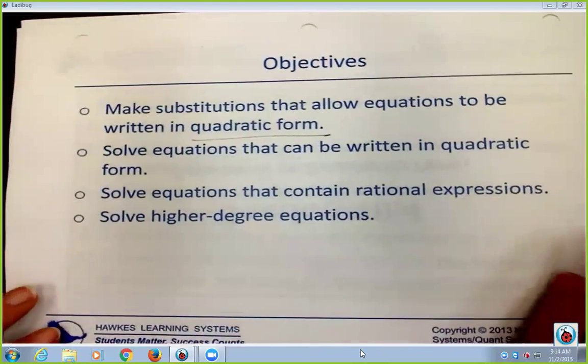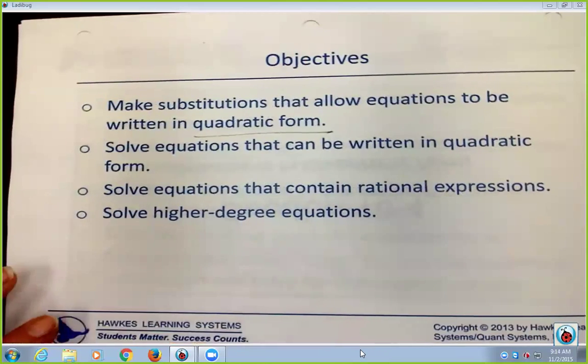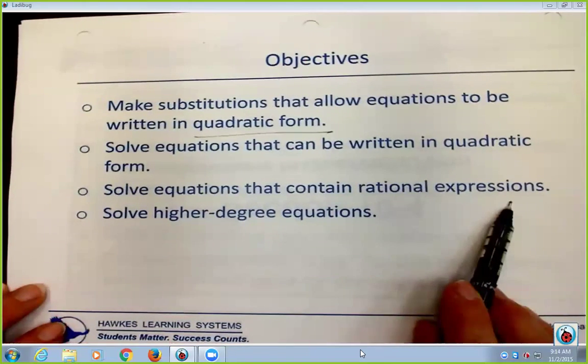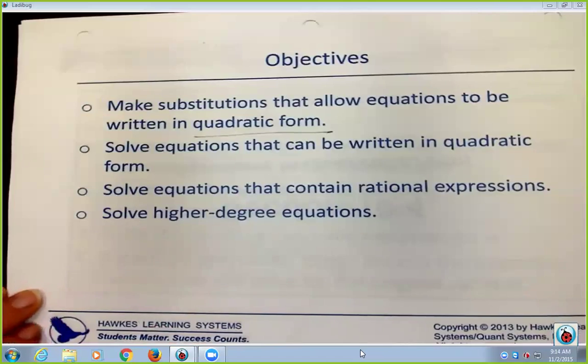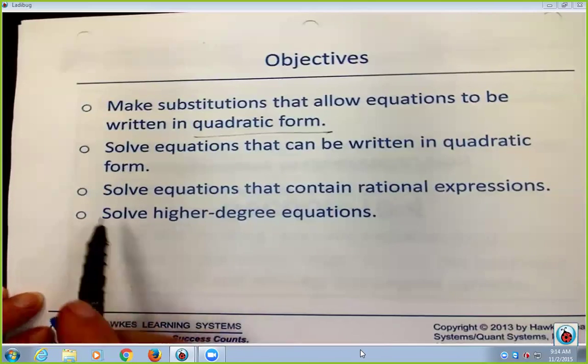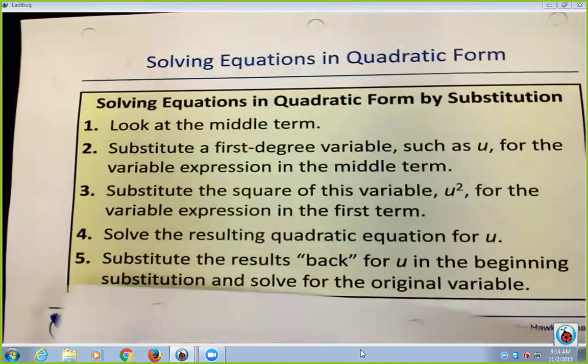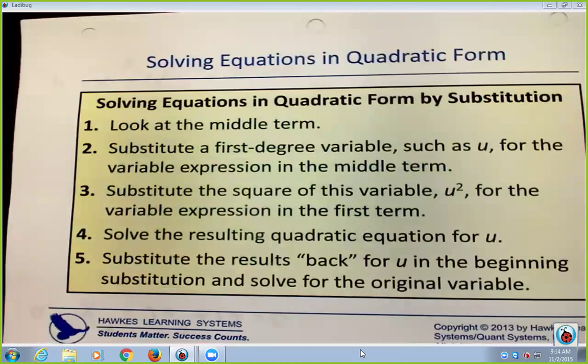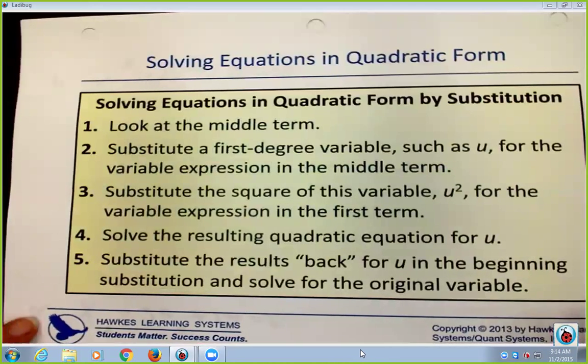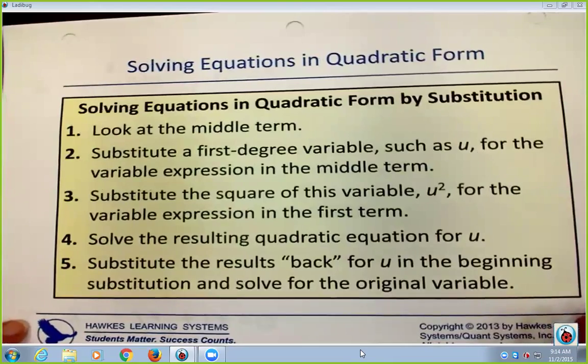We're going to solve the equations and then write the quadratic form, and then solve the equations containing rational expressions, and finally solve higher degree equations. And we're going to work through those. So what we need to do is, within these, they look kind of strange when you see them.